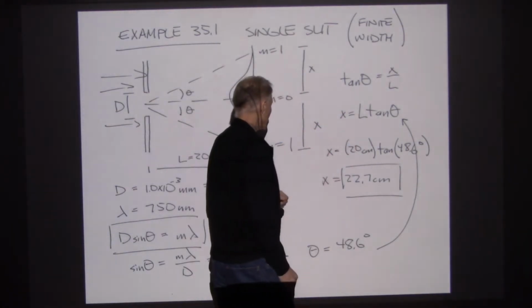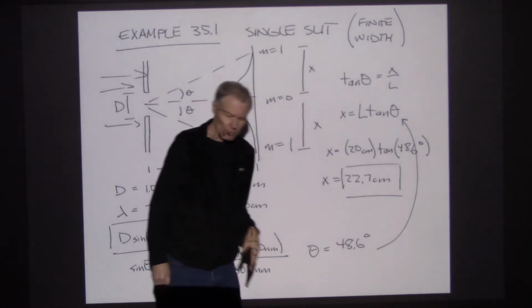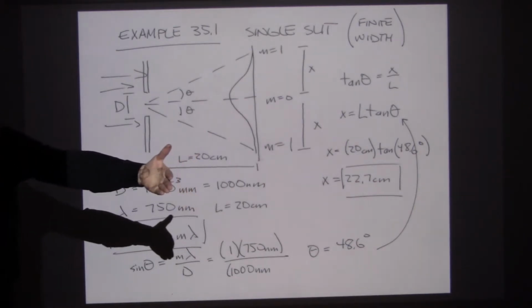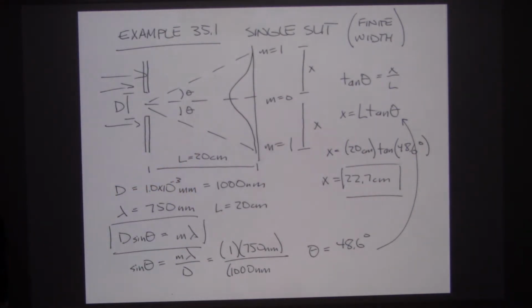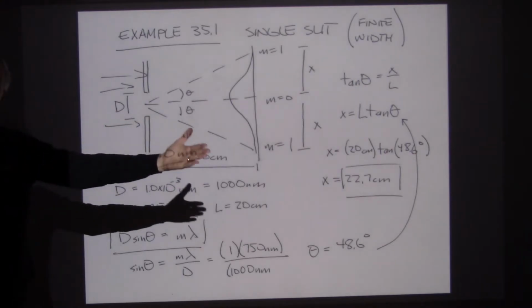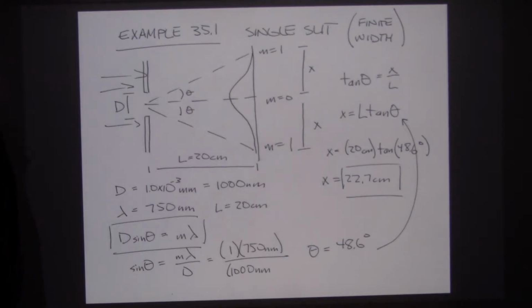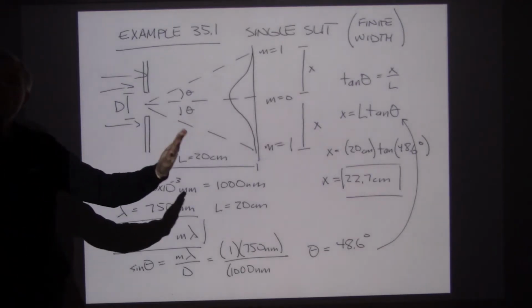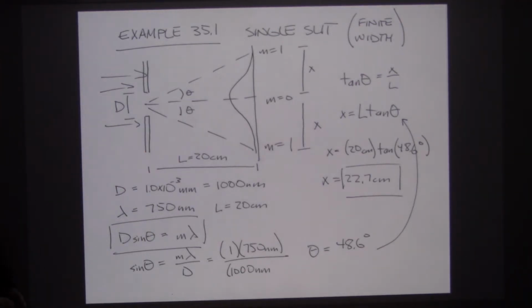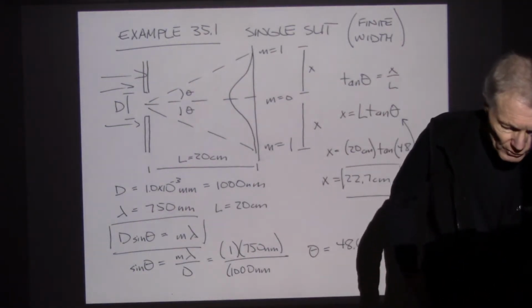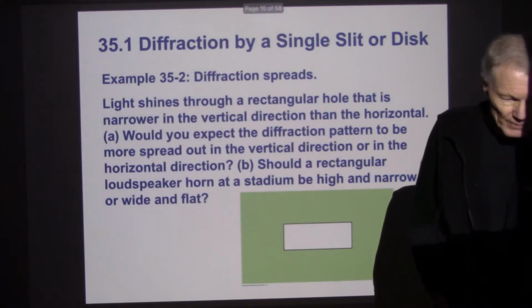I can plug all the numbers in. It says that the distance out to one of those edges of the central maximum is 22.7 centimeters. That says the distance all the way across the central maximum is 45.4 centimeters, the width of the entire central maximum. Okay, those are typical kinds of questions that come up in this chapter.